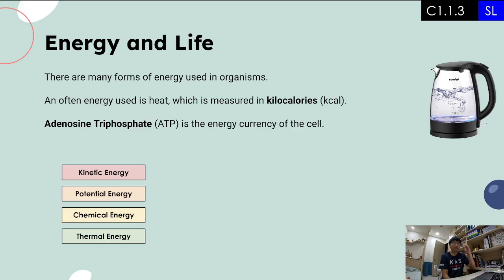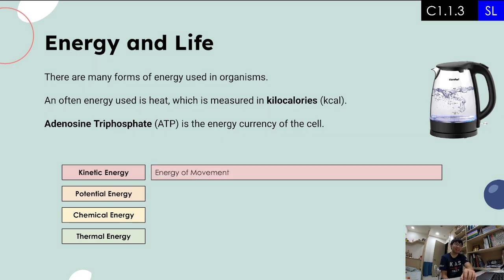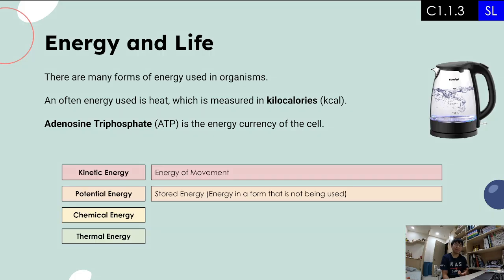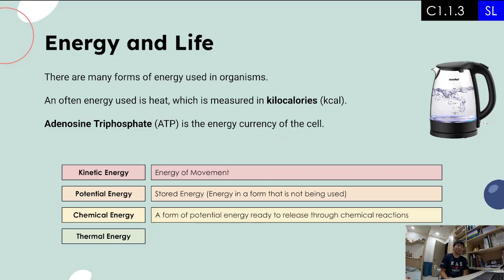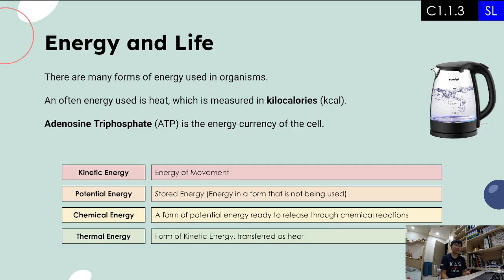Here are four pretty common energies, and let's see if you know what they mean. Kinetic energy is the energy of movement. Potential energy is stored energy that can be used. It's got some potential. Chemical energy is potential energy that was stored through a chemical reaction. So this energy will be released when a chemical reaction occurs. And thermal energy is the heat, the temperature. It's a form of kinetic energy through the random movement of particles.